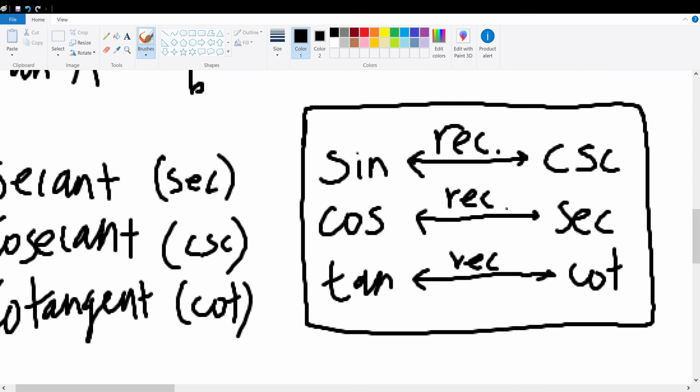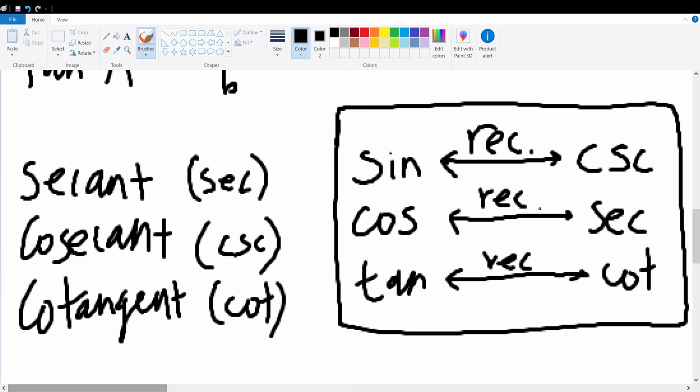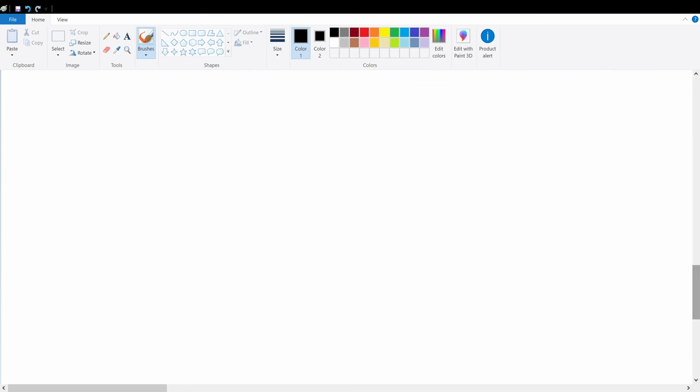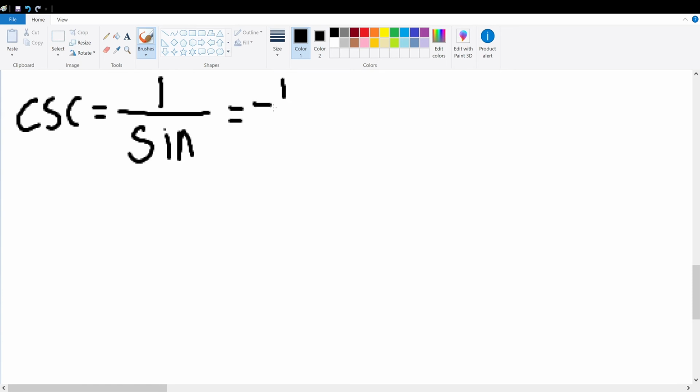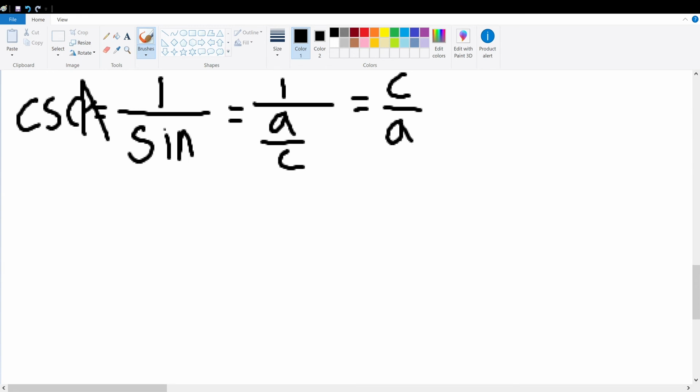So, with this in mind, let us define what secant, cosecant, and cotangent are. We know that sine's definition is opposite side over hypotenuse side relative to its given angle. So cosecant should be equal to 1 over sine. And as noted earlier, we know that sine is A over C, so 1 over A over C is equal to C over A. This, my friend, is cosecant of A, as this would be sine of A.